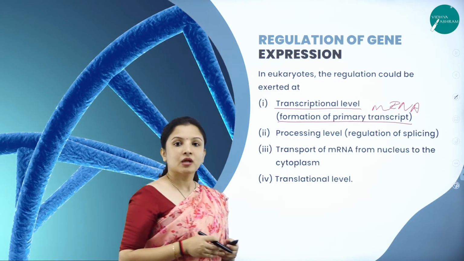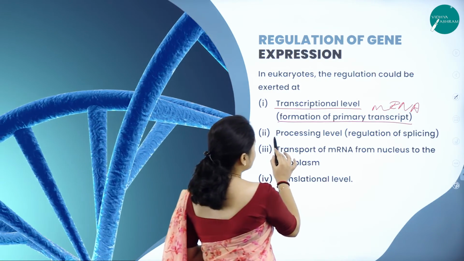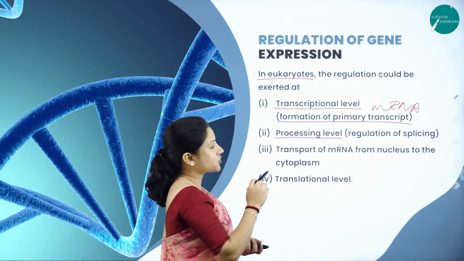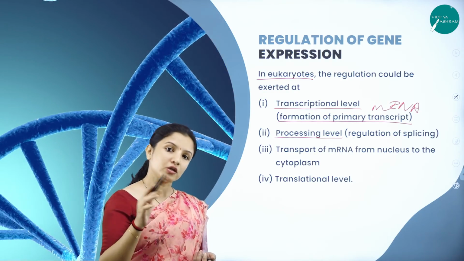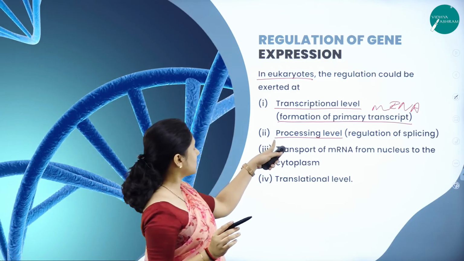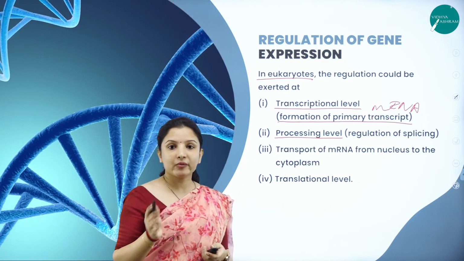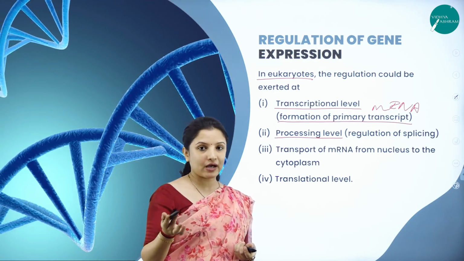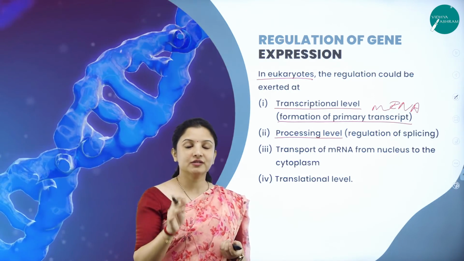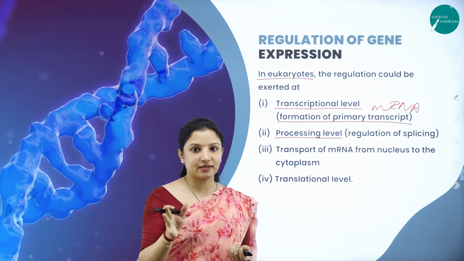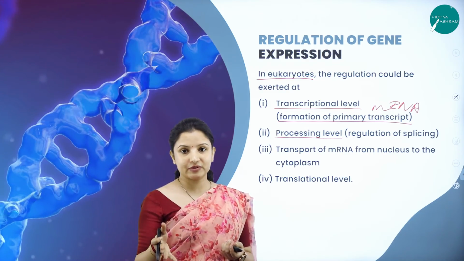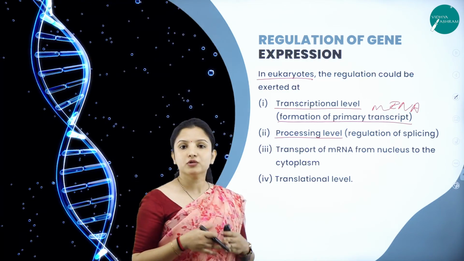And next is the processing level. Why is a processing level involved? Because I am talking about the regulation of gene expression in eukaryotes. If it was regulation of gene expression in prokaryotes, then this level was not needed. Why? You have to guess why. Because we had learned that in prokaryotes there are only exons present, right? Only coding genes are present. The non-coding genes were absent there. So therefore this processing level was not needed.